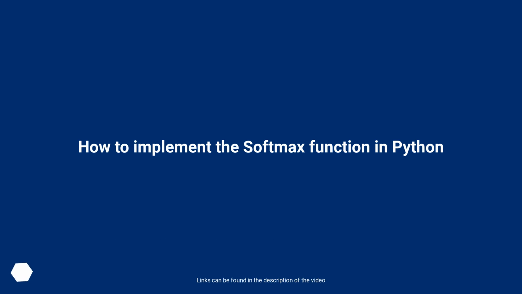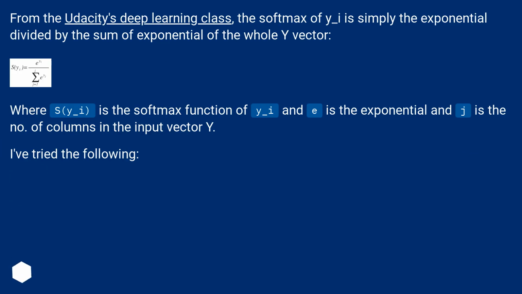How to implement the Softmax function in Python. From the Udacity deep learning class, the softmax of y_i is simply the exponential divided by the sum of exponentials of the whole y vector, where S(y_i) is the softmax function of y_i, e is the exponential, and j is the number of columns in the input vector y.